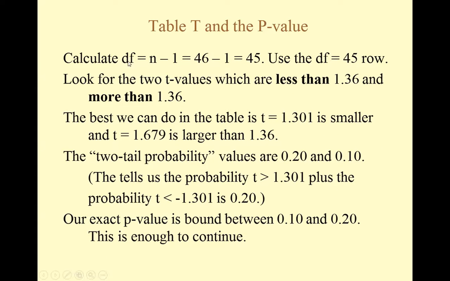So we need the degrees of freedom, which is n minus 1. So 46 minus 1 is 45. So we would use the degrees of freedom equal to 45. And what I want are the two values of t-scores, which are a little bit less than the 1.36 and a little bit more than the 1.36. Let me go to the table.